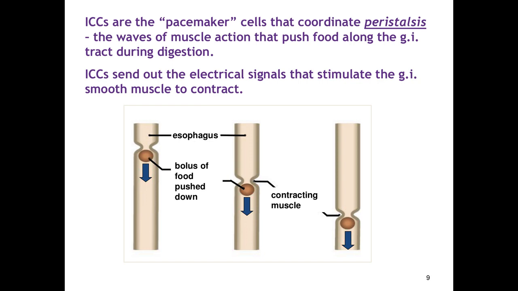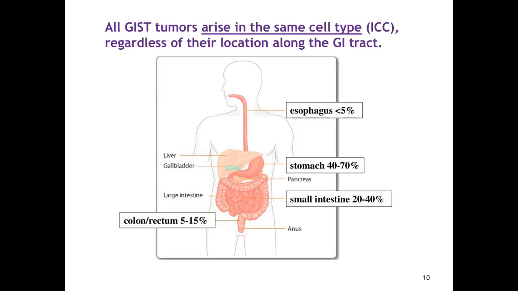So GISTs begin either with the ICCs themselves, the interstitial cells, or perhaps they begin with a precursor cell to the ICC. That's still not clear. But effectively, we can regard them as tumors that originate in these neuromuscular cells, the ICCs along the GI tract. And that then explains why GISTs can and are found occurring anywhere along the GI tract, all the way, as shown in this picture, from the esophagus to the rectum. Most commonly in the stomach, but potentially at any site along the GI tract.